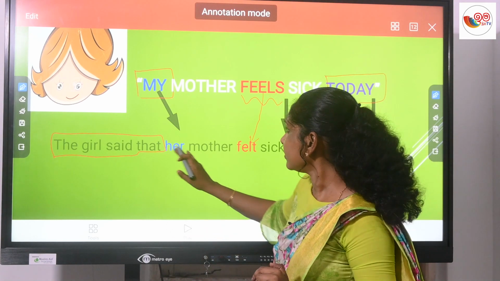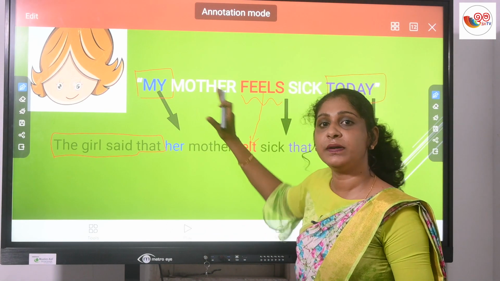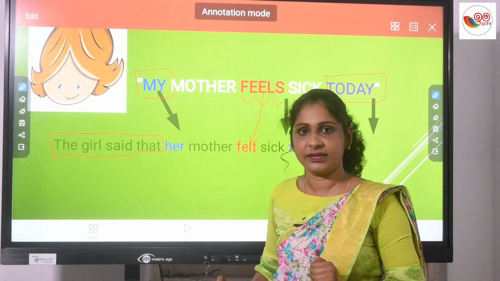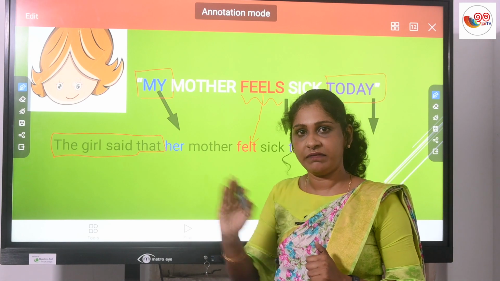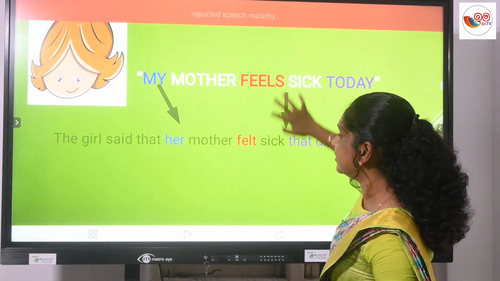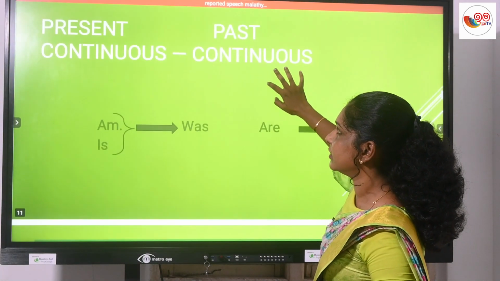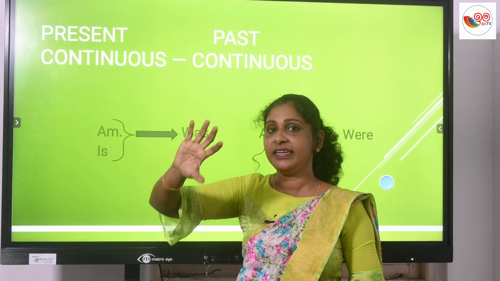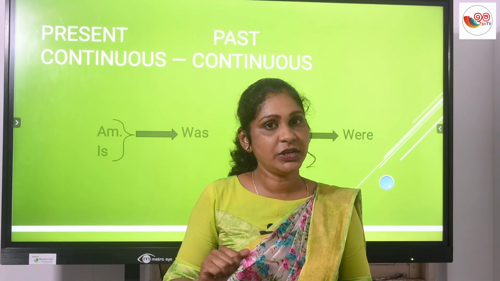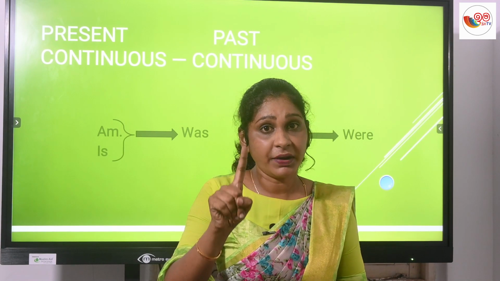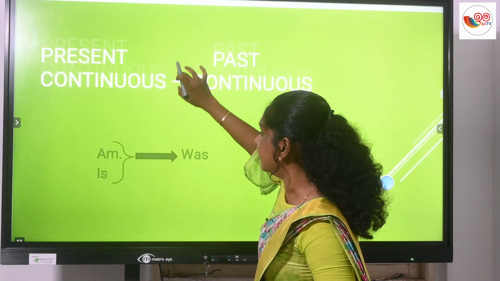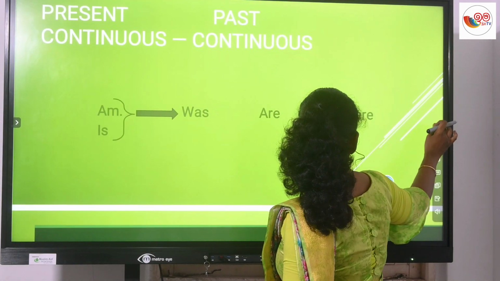Okay. So, this is about simple present. So, how can you change in simple past? Very good. Shall we discuss the next one? It's about present continuous. So, if you have indirect present continuous, how can you change it? As past continuous.